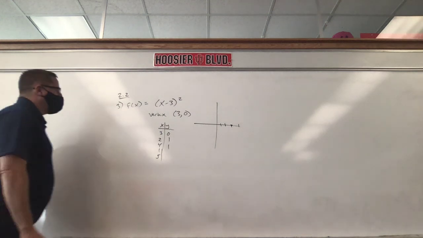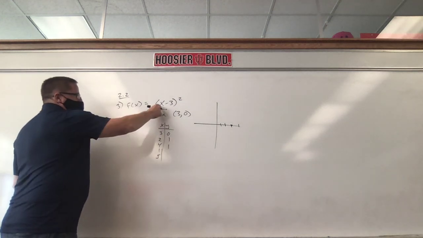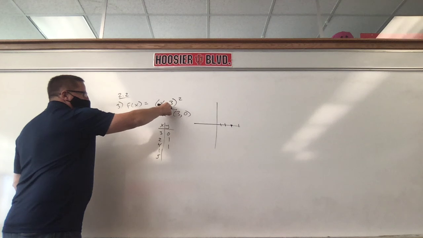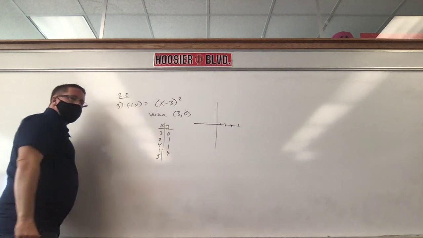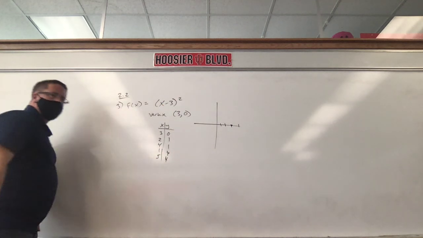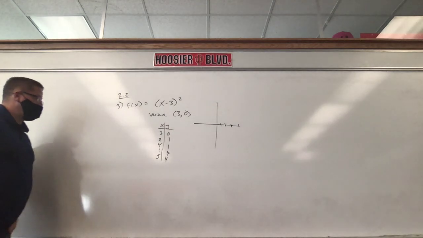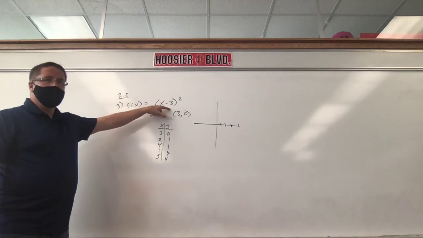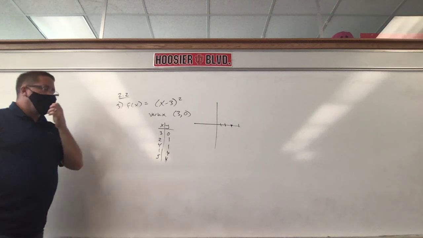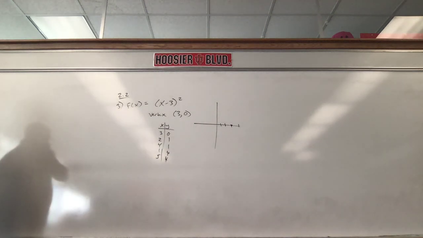Okay? So if I'm going to plug in, let's plug in 1. 1 minus 3 is negative 2. Negative 2 squared is 4. You know what 5 is? Also 4. If you want to, you can plug it in if you want. 5 minus 3 is 2. Squared is 4. Okay, I want 5 points. We've got 5 points.